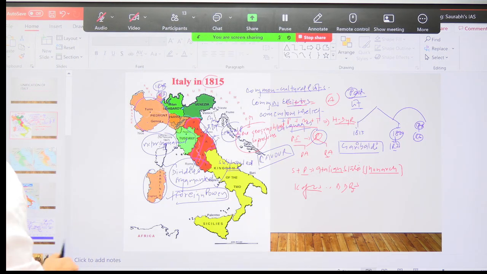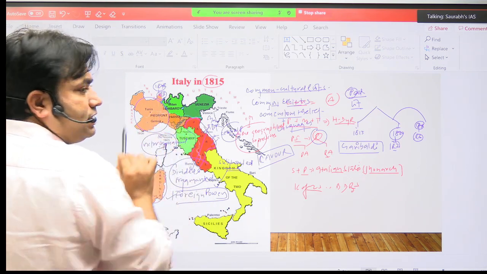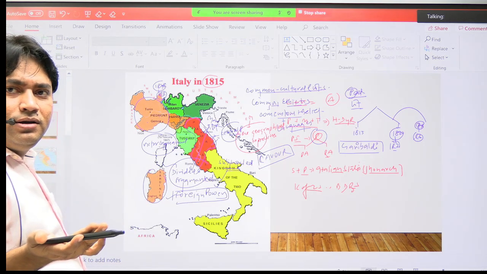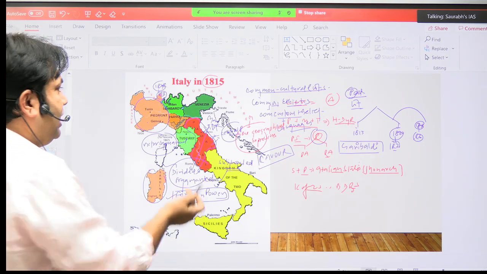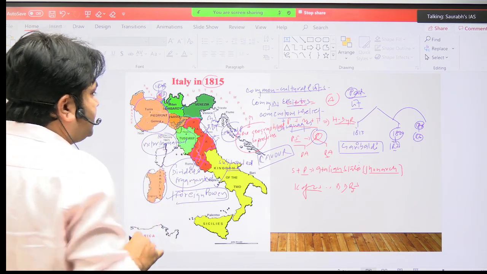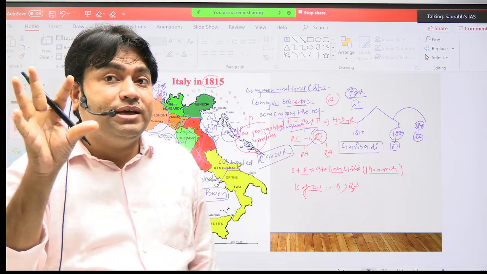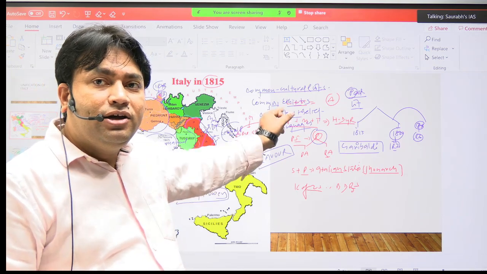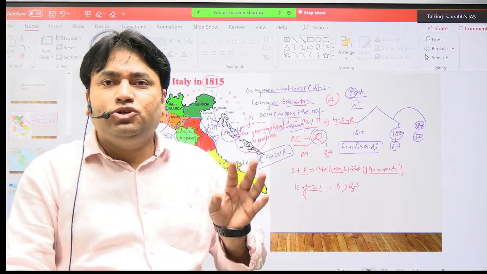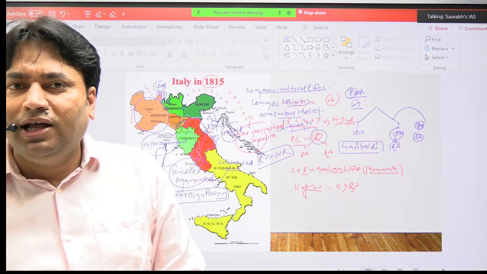Look at these territories. What is in the northern part? Lombardy, Venetia, Parma, Modena, Tuscany. Lombardy, who has it now? It has come to this one. Parma, Modena, Tuscany have come too. So unification of the northern part is complete except one territory. And what is that? Venetia. Except Venetia, everything in the north has been acquired. Got it? Why was Venetia not acquired?